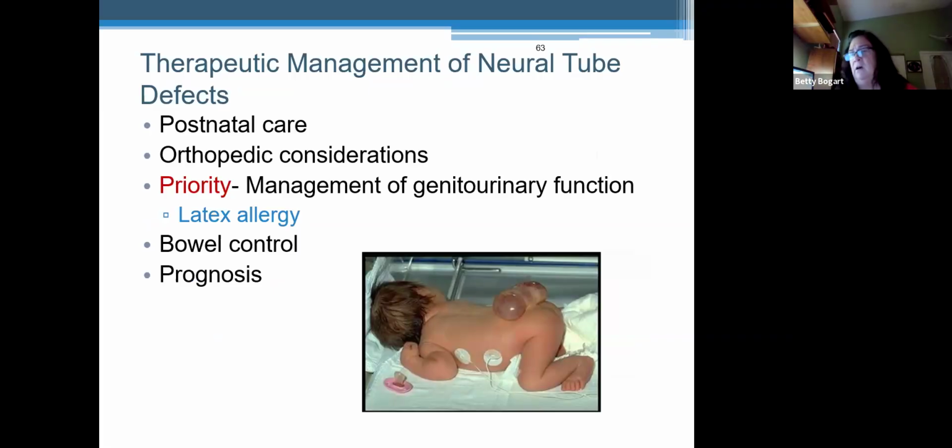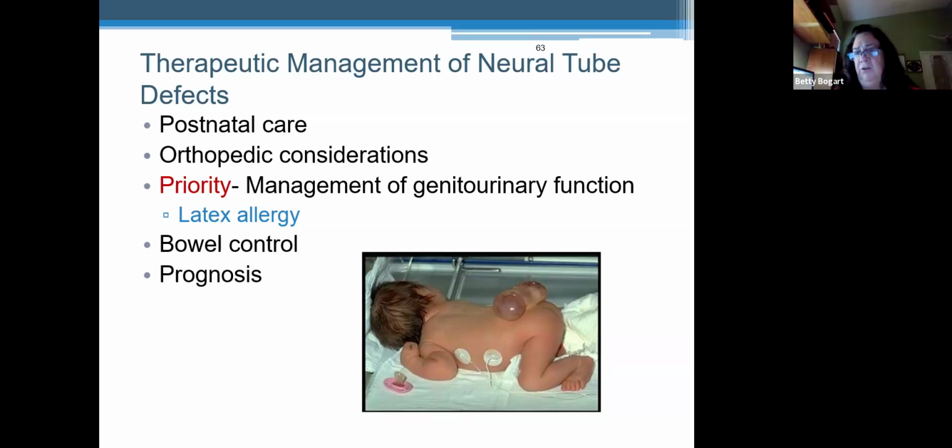So we're going to always make sure there's no latex around this child. The one thing you have to remember is balloons. And I'm a latex allergy kid, and with balloons and that in the air, I could taste it on my lips. So this child you have to be careful with. Again, as I said, not only urine problems, worry about the bowel control.